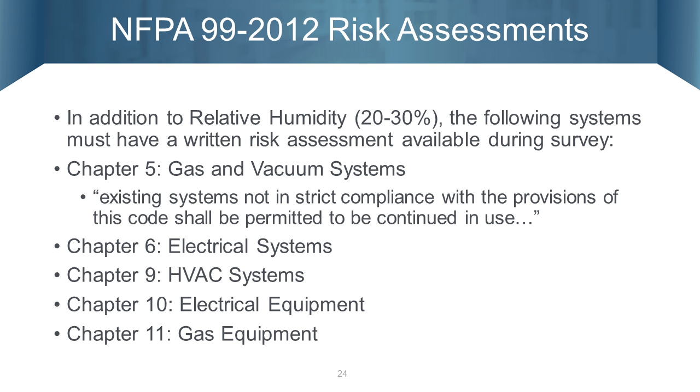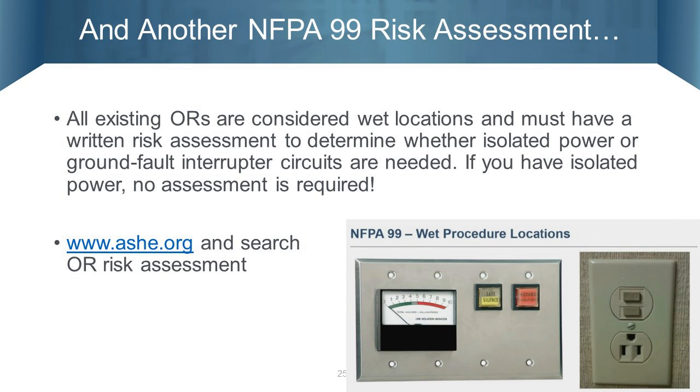The concern is there's a little bit of confusion here, and I think it's going to take maybe a month or two for it to get straightened out. If you are an HFAP approved or HFAP accredited facility, you may want to do a risk assessment. If not, I'd probably hold off on it. But you do need that relative humidity risk assessment. Another risk assessment you may need: if you don't have isolated power or GFI interrupter circuits in your ORs or anesthetizing locations, you will need a wet location risk assessment. So be aware of that. And ASHE has one on their website that you can pattern after as you do your risk assessment.